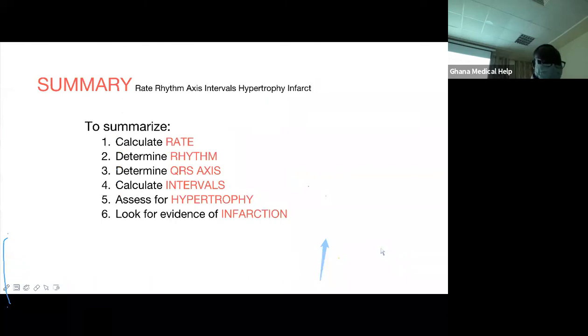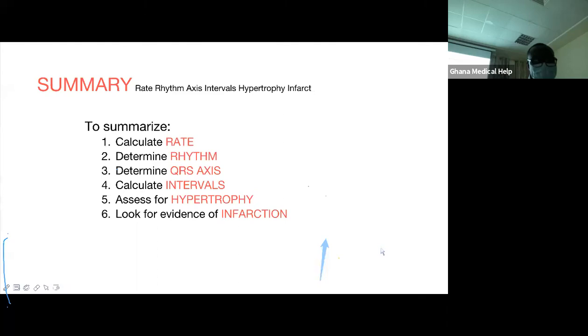So in summary, what we have been able to do throughout this presentation is that we'll be able to calculate the rate. We'll be able to determine the rhythm. We'll be able to determine the QRS axis. We're able to determine intervals. We went ahead to look at hypertrophy and enlargement if you are talking about the atria. We've looked at evidence for infarction and the various angles that it looks at. So we are good to go.